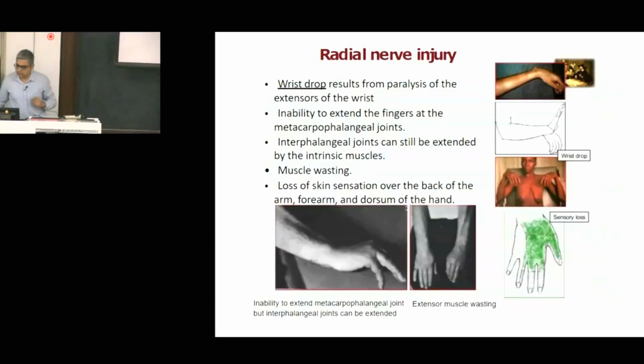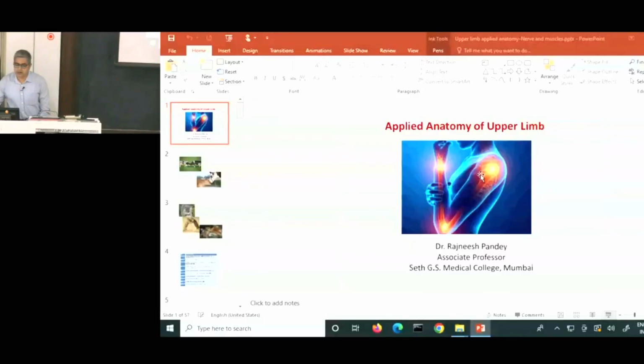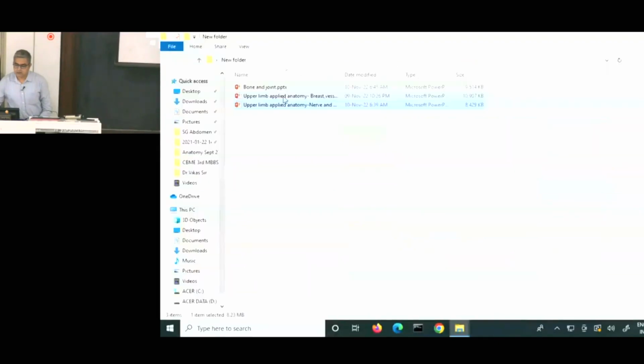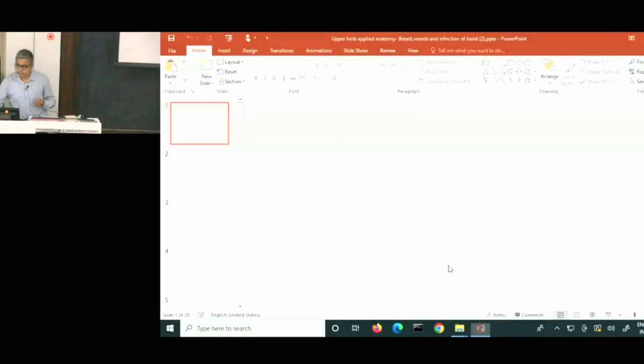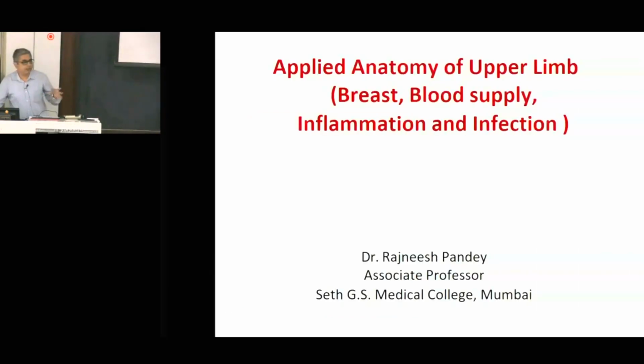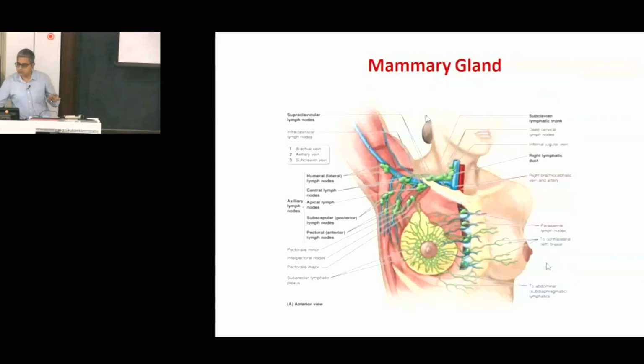So all these things you already know. So that is all about the nerves. Now, I think the bony part is already covered, so we will cover the soft part. This is mammary gland, already covered, so I am not going to cover it.